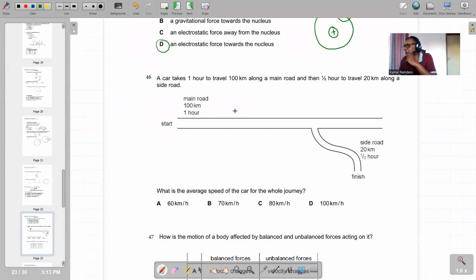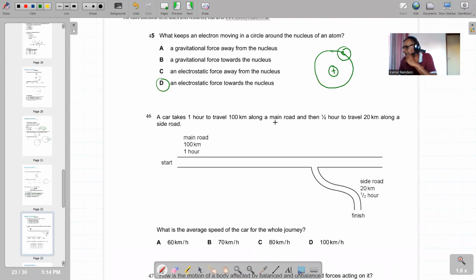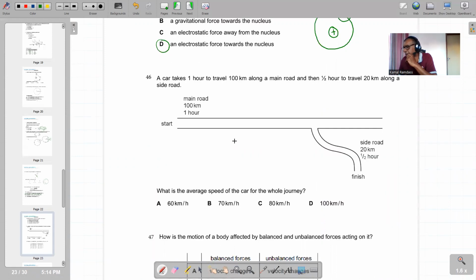A car takes 1 hour to travel 100 km along a main road and then half an hour to travel 20 km along a side road. What is the average speed of the car for the whole journey? Non, c'est une question de kinématique, ça. 120 km divisé par 1.5 hours. OK? 120 divisé par 1.5, on gagne 80 km par heure.